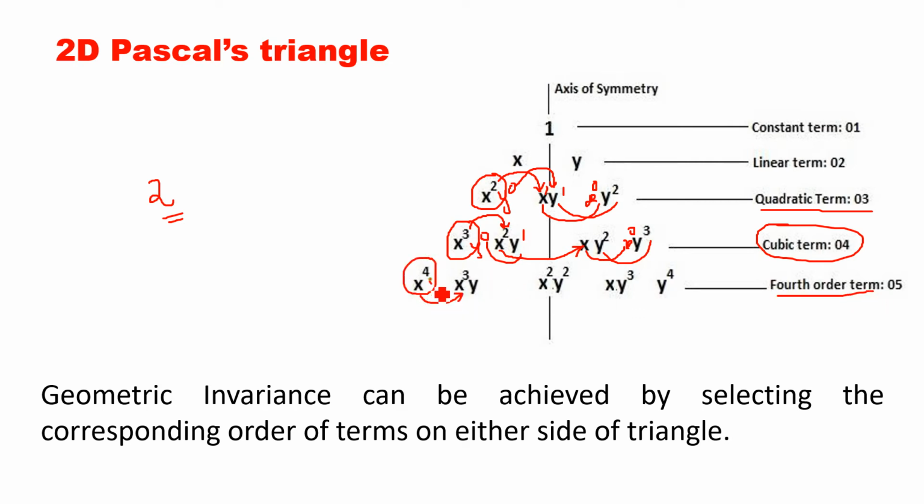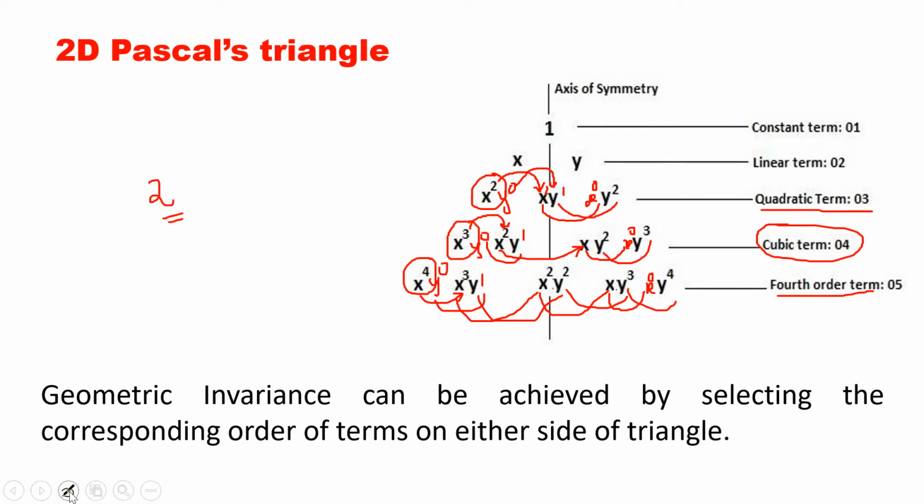Similarly, we can write down the fourth order term, x raised to 4, then this becomes x cube here. This y raised to 0 in the first term becomes y raised to 1 here. This x cube becomes x square, this y raised to 1 becomes y square. This x square becomes x, y square becomes y cube. This x becomes x raised to 0, means 1, and y cube becomes y raised to 4.